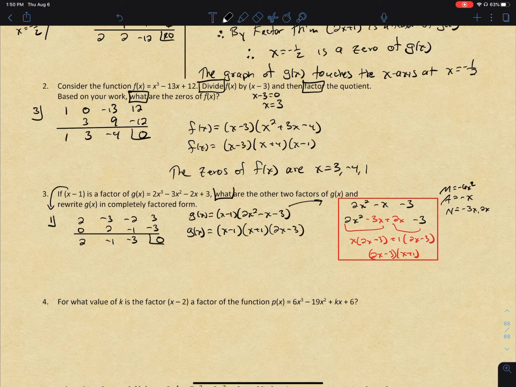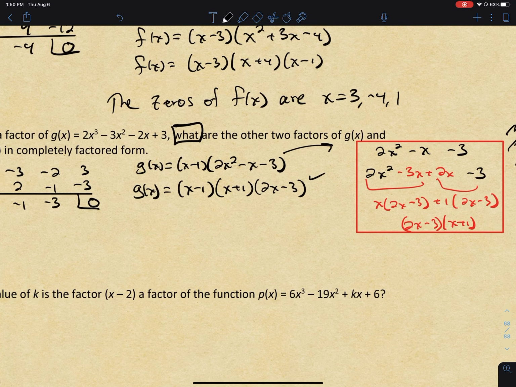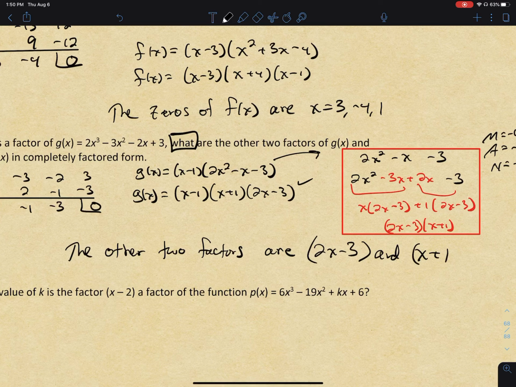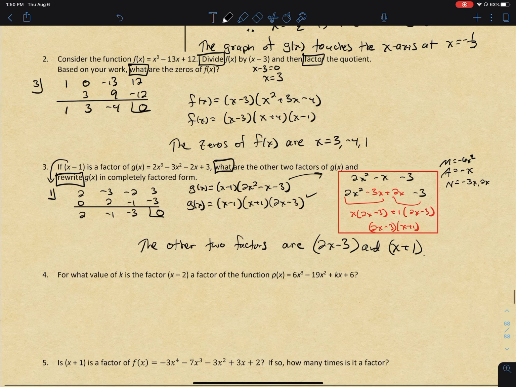What are the other two factors? We haven't answered that question yet. Rewrite g of x in completely factored form. We've just done that. So let's answer the other question. The other two factors are 2x minus 3 and x plus 1. Answered the questions.